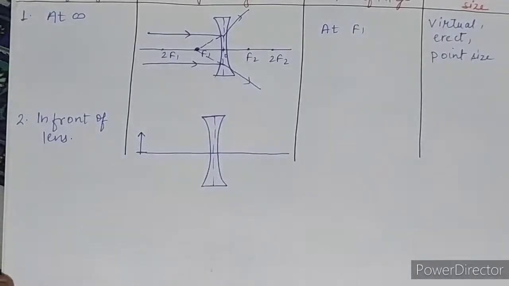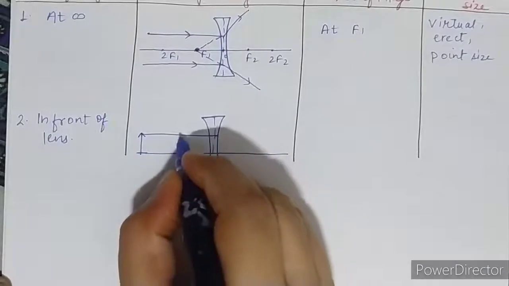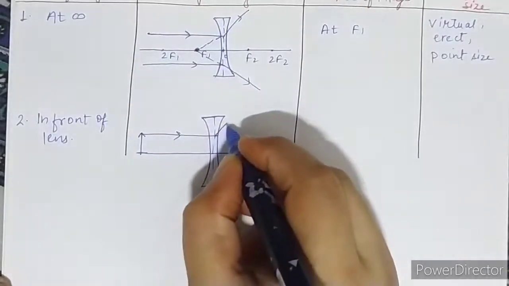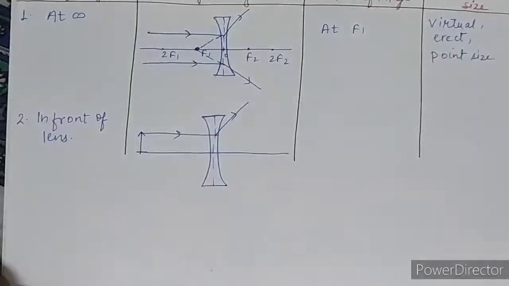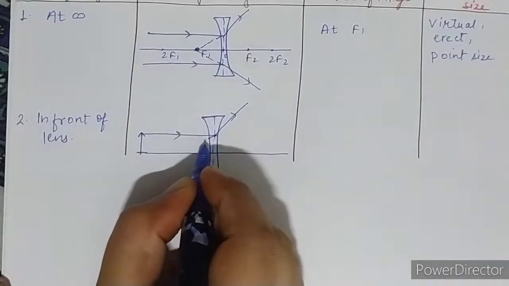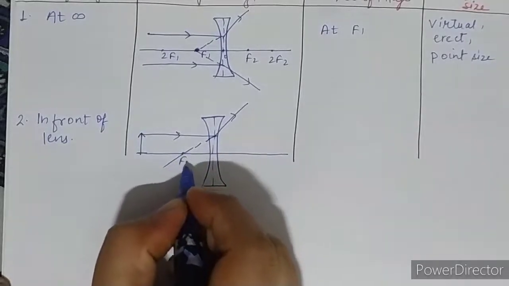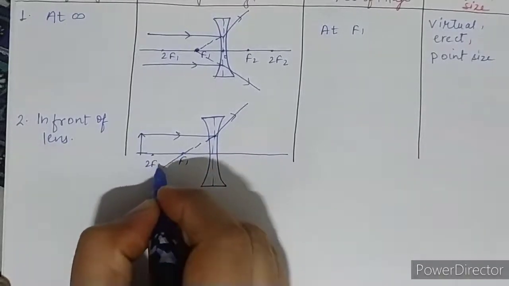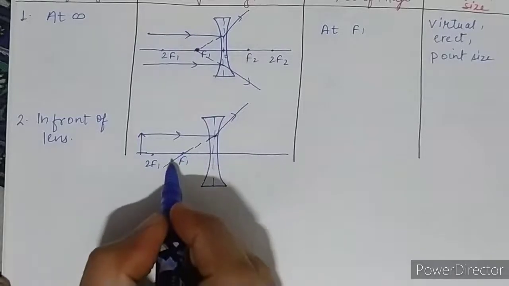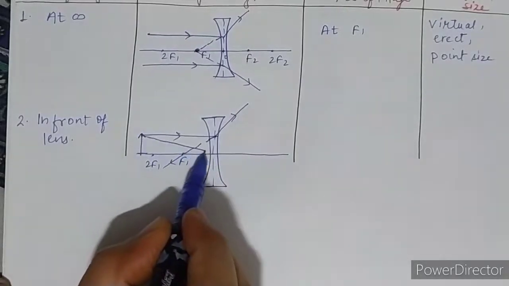So the first ray is coming parallel, then it will diverge. If it is parallel, it will pass through the focus point. So I extend this diverging ray on the back side. This one is your f1. Now the second ray is coming through the optical center.